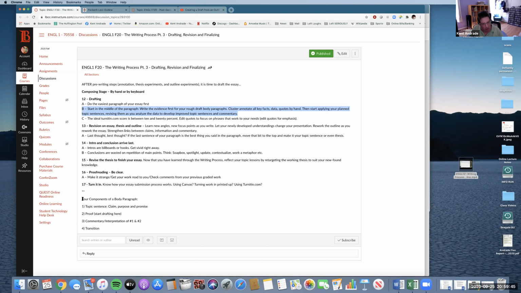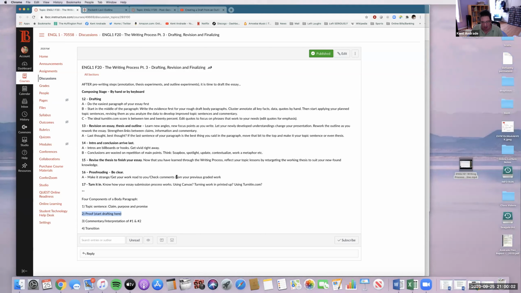Here are those 4 components spelled out. That second part of the body paragraph is where I start my drafts. I lay down that quotation, I treat it, I signal phrase it, I add citation. By treatment, I mean I can edit it. I never want to use anything longer than a sentence in a quotation.